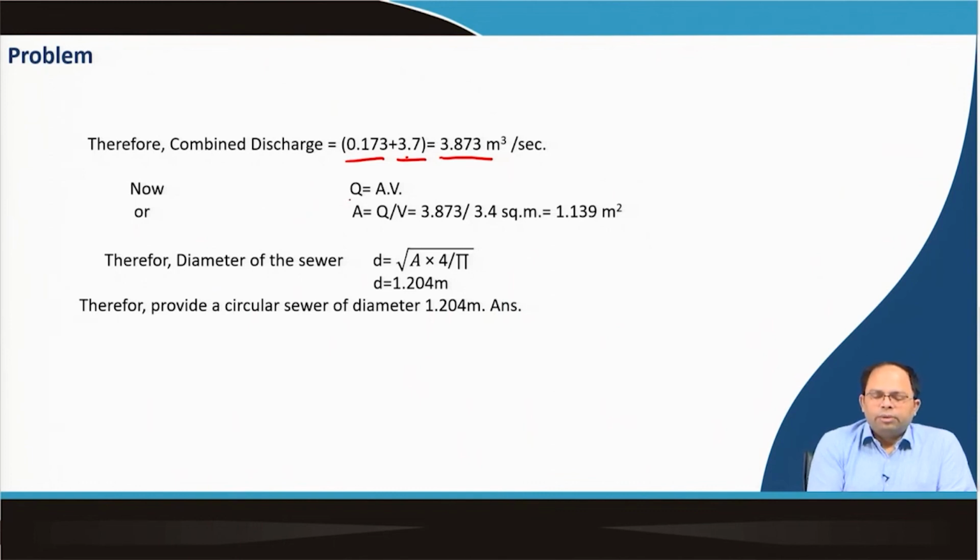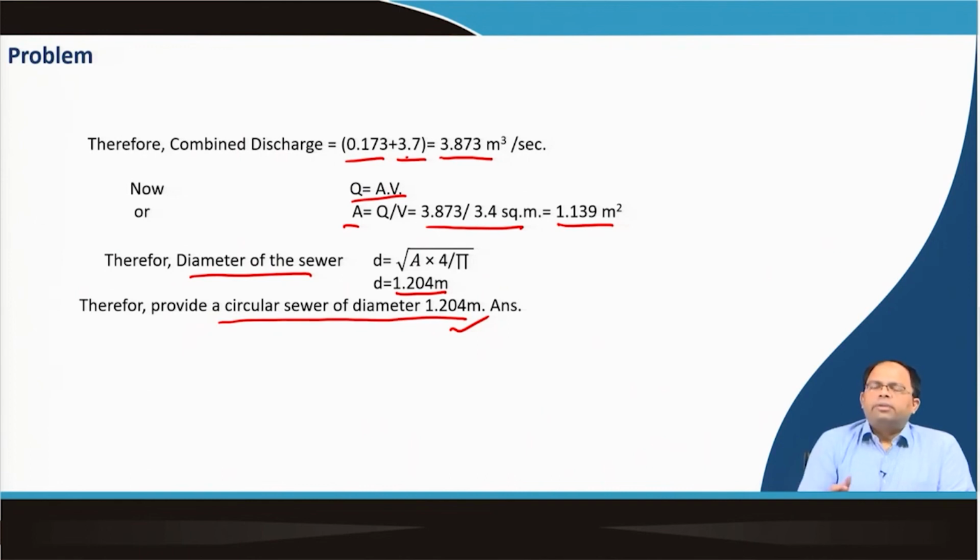Now Q is equal to A into V, so A is equal to Q divided by V, which comes to around 1.139 meter square. Therefore, the diameter of the sewer is d equal to root of 4a divided by pi, which comes to around 1.204 meter. Therefore, we provide a circular sewer of diameter 1.2 meters. This is the way we solve this problem. We first determine the sewage flow, then the flow due to storm water runoff, add those two up, and then determine the sewer section required.